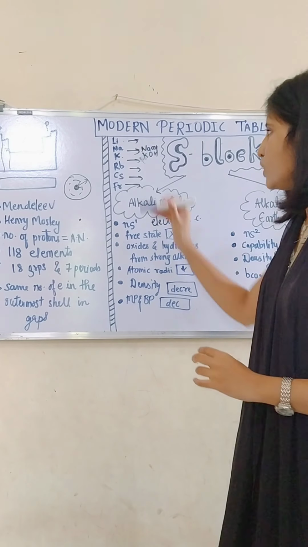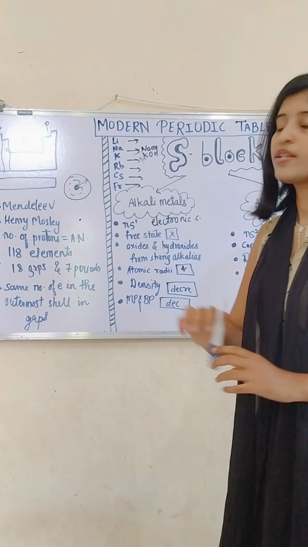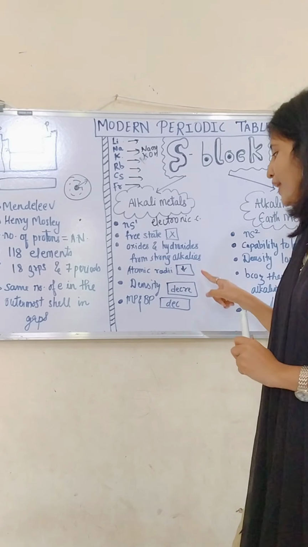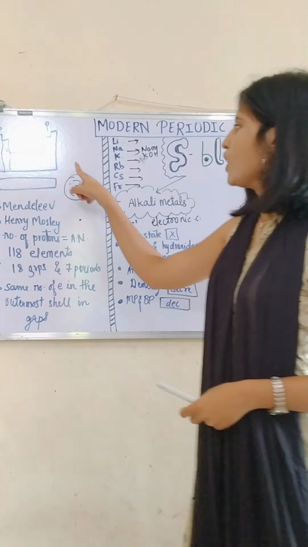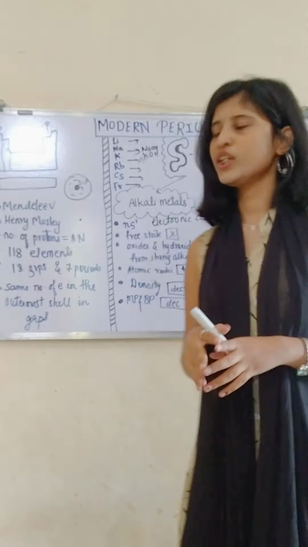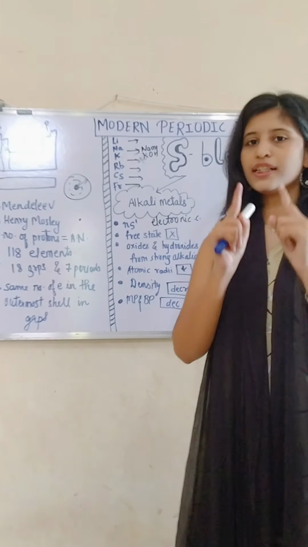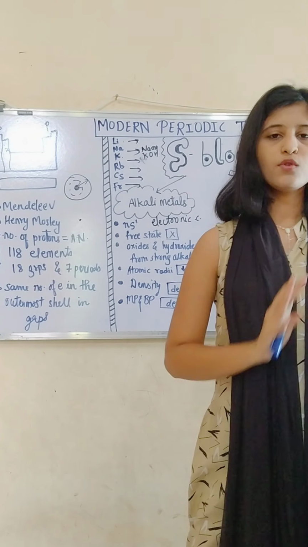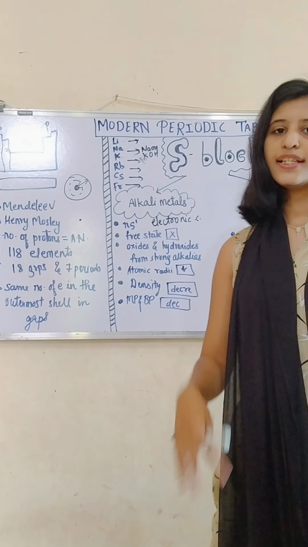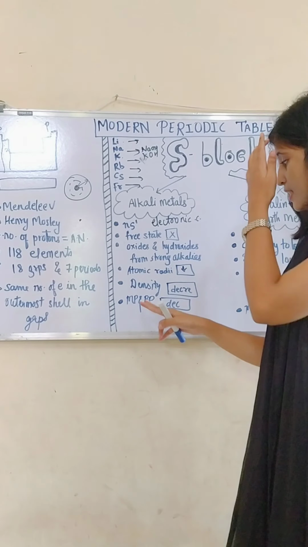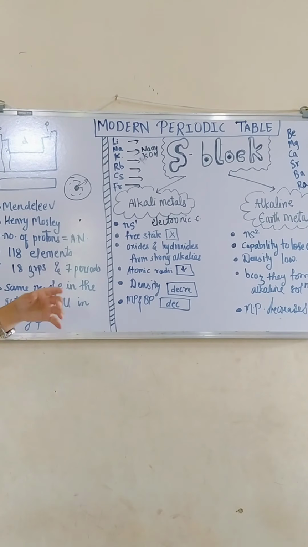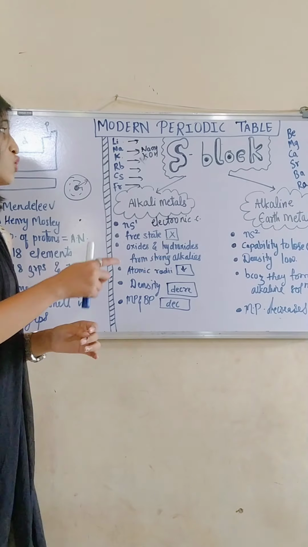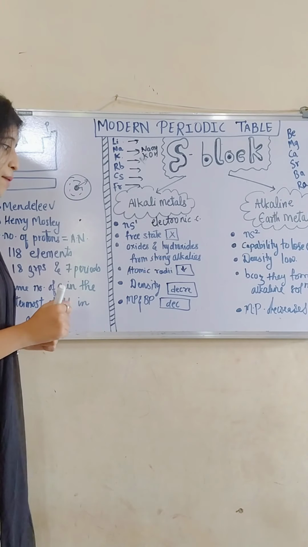As you go down the group, that is from lithium to francium, the atomic size increases. Why does it increase? Because outermost shells keep getting added, and because of that the distance between the nucleus and the outermost orbit goes on increasing, and that's the reason atomic radius goes on increasing. What happens to density? Density decreases as you go down the group. From lithium to francium, the density keeps decreasing.